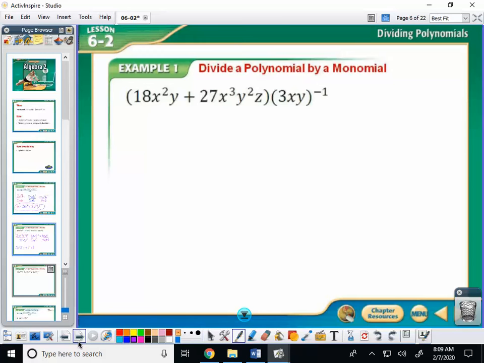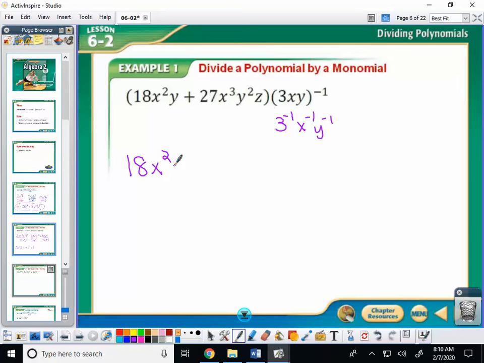What does the negative exponent tell us is going to happen to that parenthesis 3xy? It's going to go to the denominator, okay? Because wouldn't this be 3 to the negative 1, x to the negative 1, and y to the negative 1? All of which is going to go to the denominator, isn't it? So really my problem looks like this.